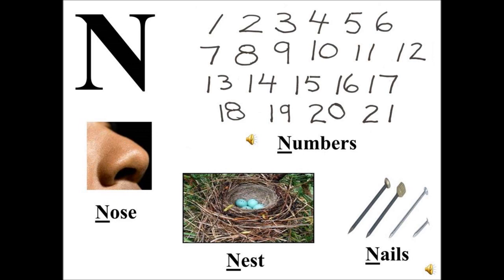Nose. N-O-S-E. Nose. Let's spell nest. Nest. N-E-S-T. Nest. Let's spell nails. Nails. N-A-I-L-S. Nails. Let's spell numbers. Those are numbers.